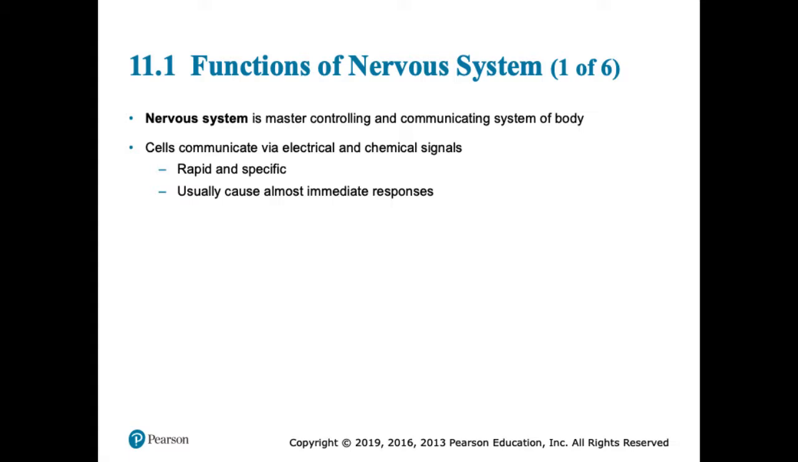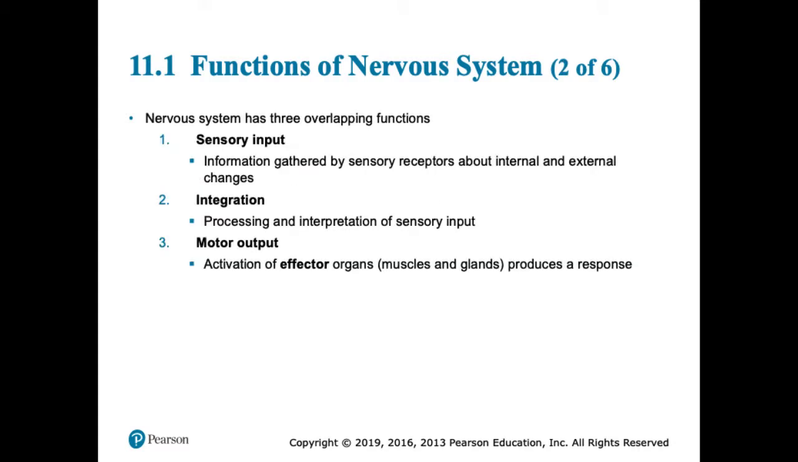Cells communicate via electrical and chemical signals, as you probably already know, and they're rapid and specific. So basically they cause almost immediate responses. And of course, the delay between that communication, that electrical and chemical signal, is nanoseconds. It's almost an immediate response, so a lot of times we don't know the difference between that signal being sent and being produced.